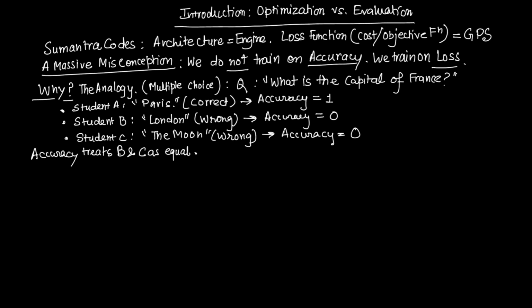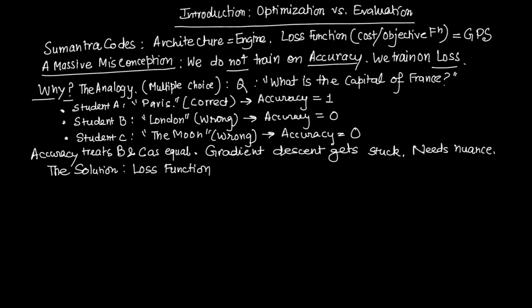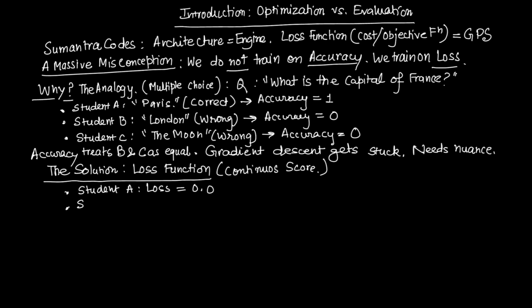But you and I know that Student B is much closer to the truth than Student C. London is at least a city in Europe. The moon is a celestial body. A neural network needs to know that difference. If the gradient descent algorithm sees 0 for both, it doesn't know which way to move. It's stuck. But a loss function is continuous. It gives a score. Student A gets a loss of 0.0, Student B gets a loss of 0.5, and Student C gets a loss of 100.